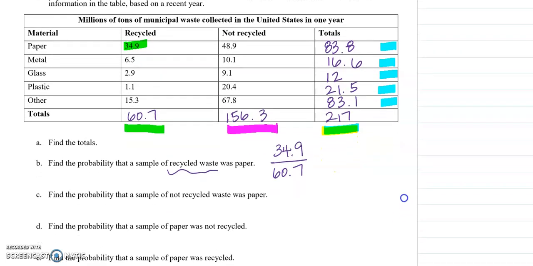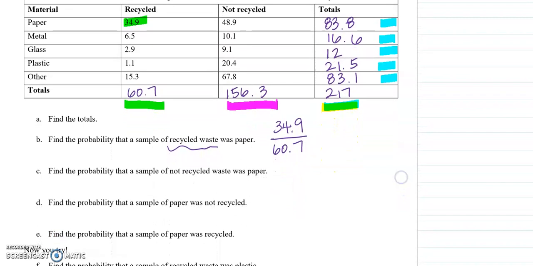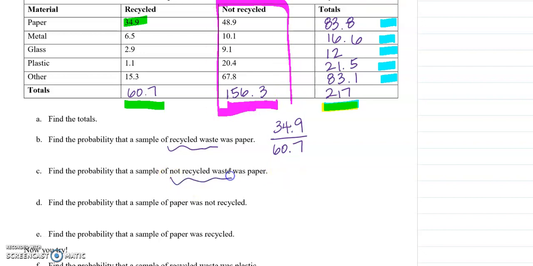Part C, find the probability that a sample of not recycled waste was paper. So that means you're going to have to look into a different column. You're first looking at not recycled waste, and so that represents 156.3. And of that, 48.9 is paper.